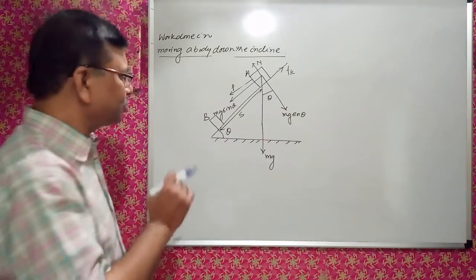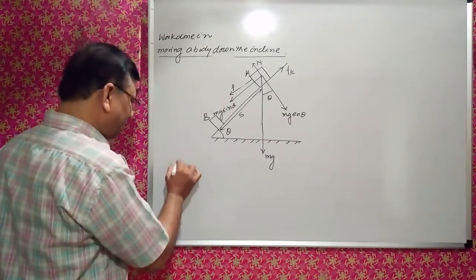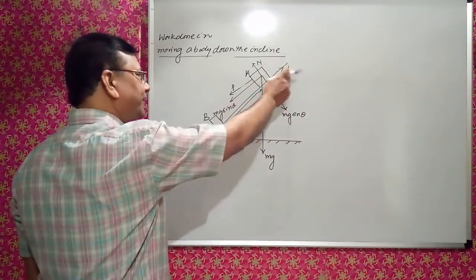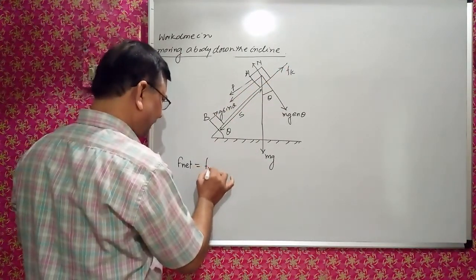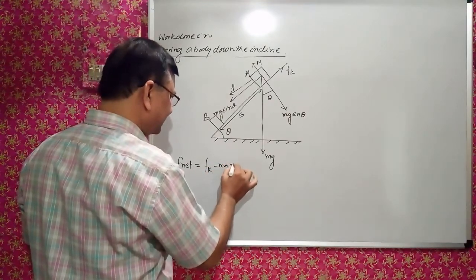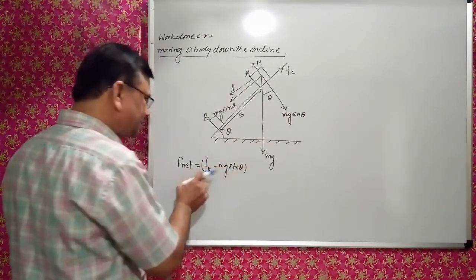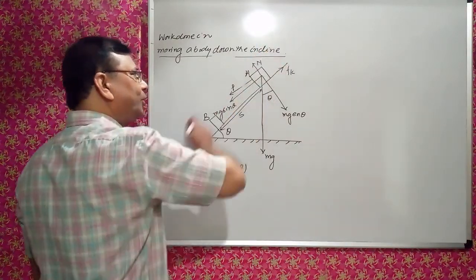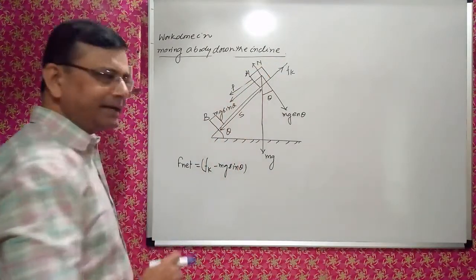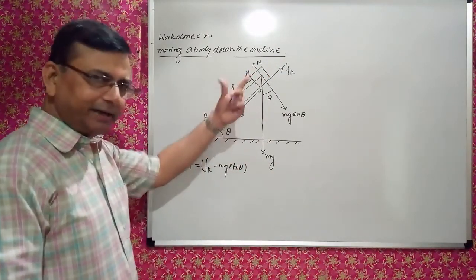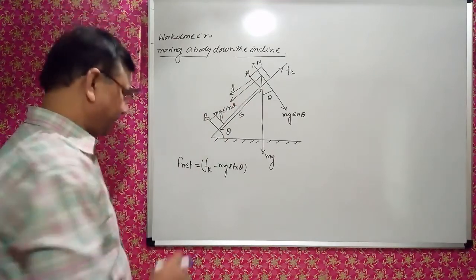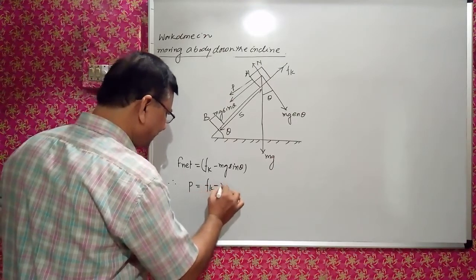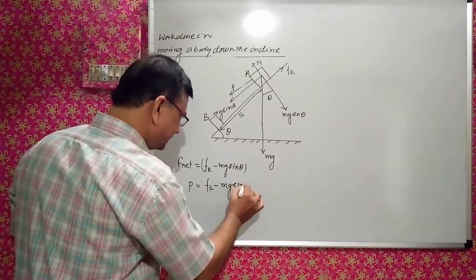This constant force will also be working on this. Here F net will be in upward direction, Fk minus mg sin theta. This is upward, along the incline in upward direction. Now the body is moved, so external force P is applied, and that must be equal to this, so that it will move with constant velocity. Therefore F net is P, that is equal to Fk minus mg sin theta.